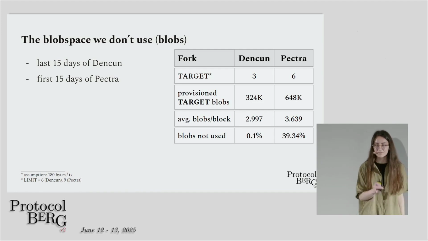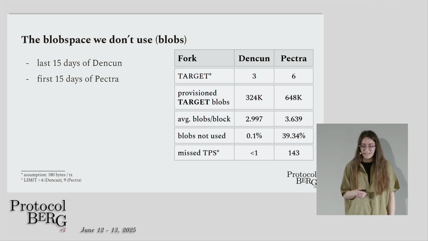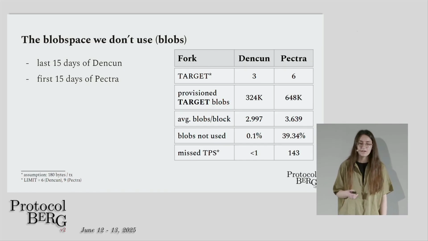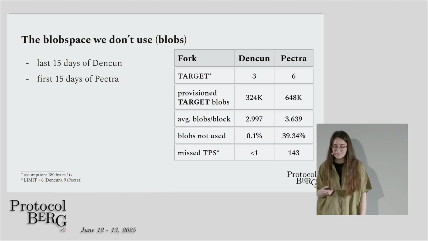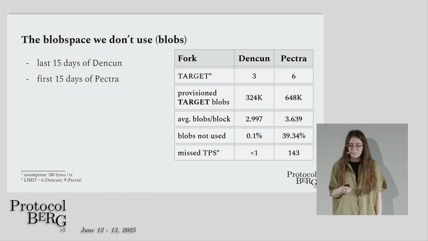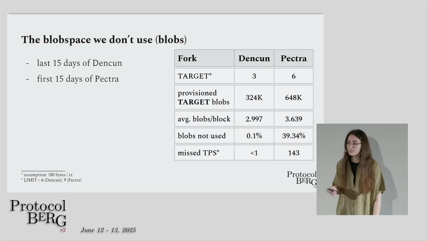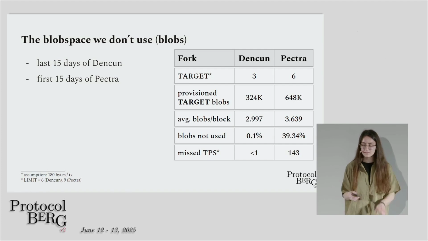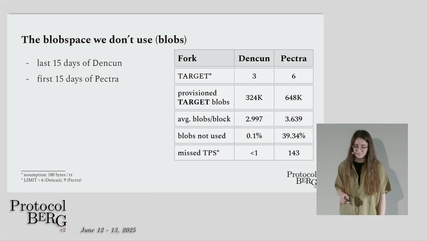And remember, this is just for the first 50 days of Pectra. Things might have changed a bit since then. And in terms of TPS, this means less than 1 transaction per second for Danksharding, which means we just couldn't scale the data we put to Ethereum further, up to the target. Again, we could actually scale up to the limit more. And for Pectra, this number is 143, which means that on top of the current 260 or so TPS that rollups collectively achieve today, we still have space for 143 more.